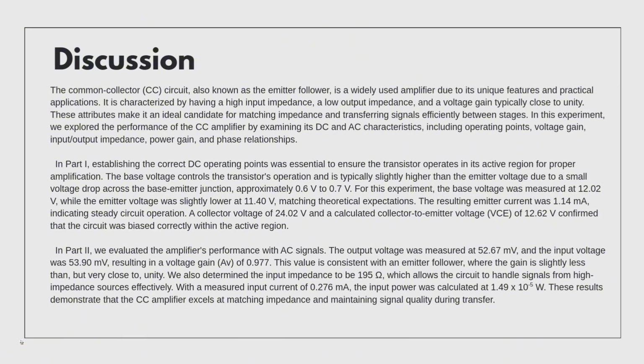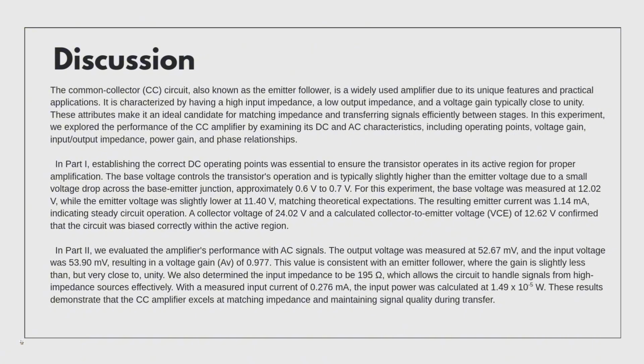Now we enter the discussion part about the common collector amplifier, or what we more commonly know as the emitter follower. In part 1, we focus on the DC setup. Essentially, we are making sure the transistor is awake and ready to work. By checking the voltage, we saw a classic drop of 0.6 volt between the base and the emitter. With our VCE at 12.62 volt, we confirm the circuit was perfectly biased in the active region, meaning it's stable and ready for a signal.